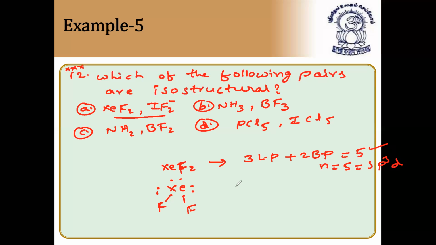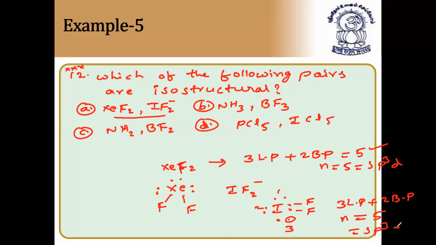Next, IF2 minus. Iodine has how many valence electrons? 7 electrons. And minus means one more electron is gained. So it has 2 bond pairs with the 2 fluorines and 3 lone pairs. So definitely both are having N equal to 5, so they undergo sp3d hybridization. Hybridization is the same and the structure is also the same, because they contain 3 lone pairs and 2 bond pairs. So the answer is the first option directly.